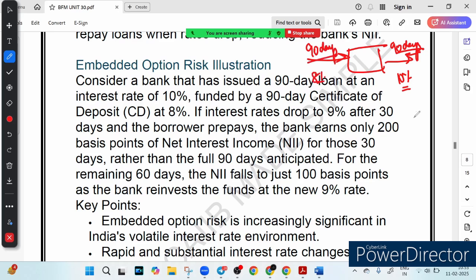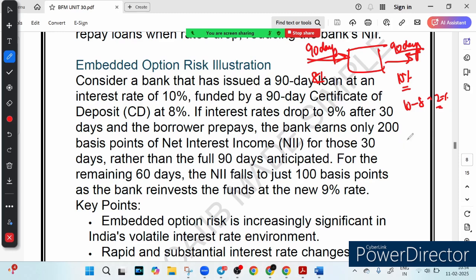Initially, what is the profit for the bank? It is 10 minus 8, which is 2%. This is NII, net interest income. 10% is the loan income, 8% is the deposit expense, so the final will be 2%. But here is where the problem starts. The borrower sees a new lower interest rate of 9% in the market and decides to prepay the loan.